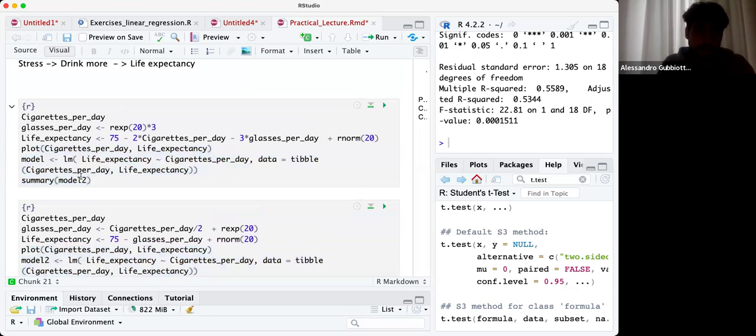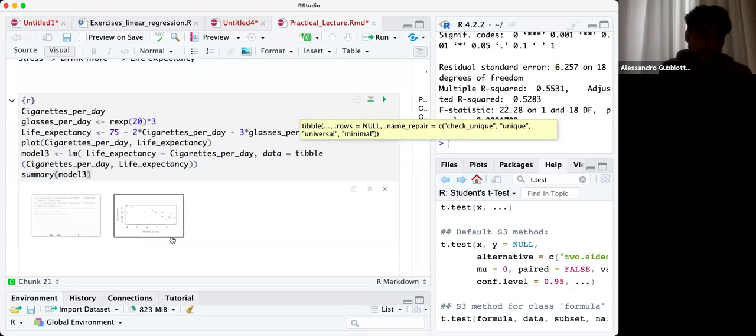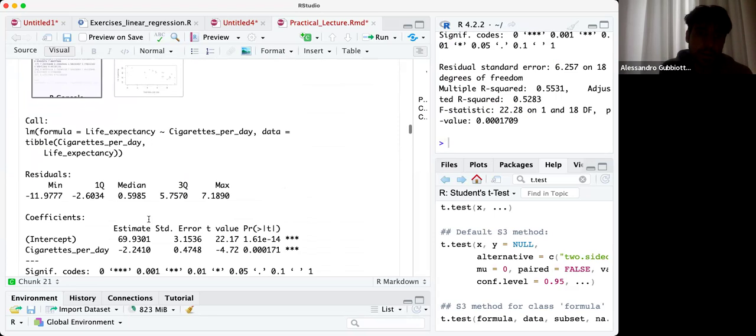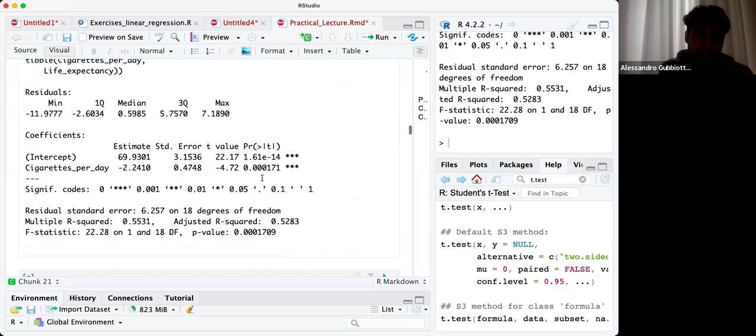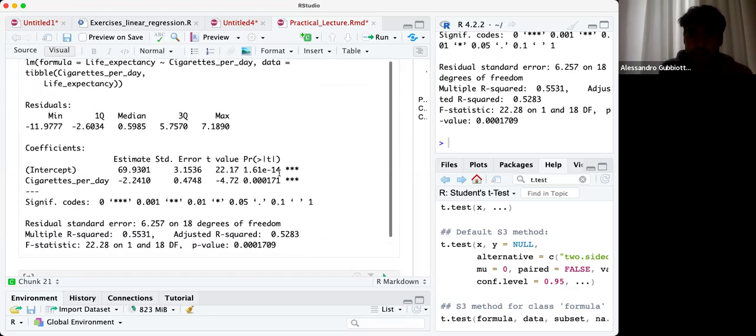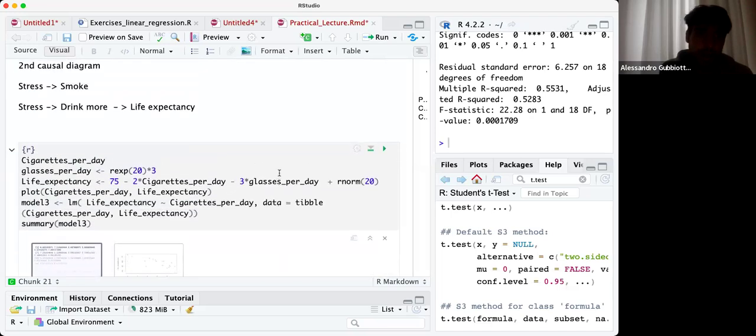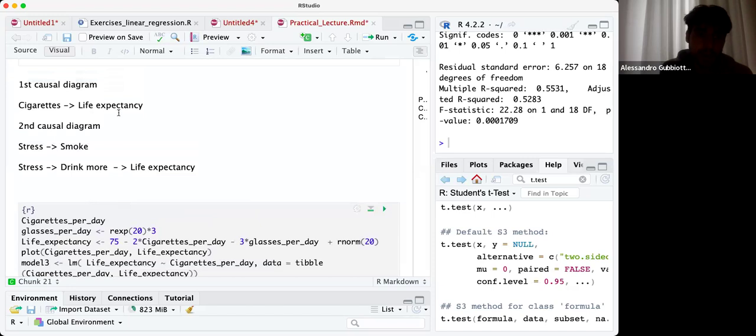We use model 3 for this. And of course, this will be even more significant, I would say. This is the plot. And cigarettes per day is significant. But now the first diagram is true.